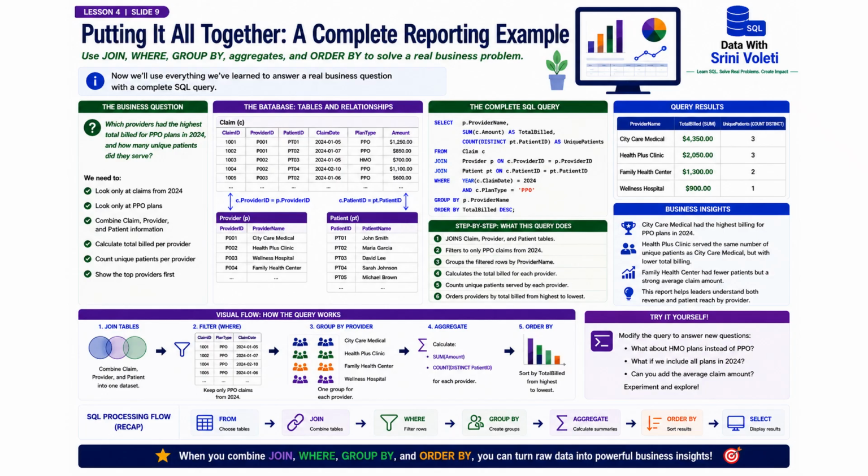Now let us examine the finished report. Notice that every row represents one provider. We no longer see individual claims. Instead, we see meaningful business information. City Care Medical generated the highest billing. Health Plus Clinic served the same number of unique patients but generated less revenue. Family Health Center billed less overall but still treated multiple patients. These are not just numbers anymore. They are business insights.